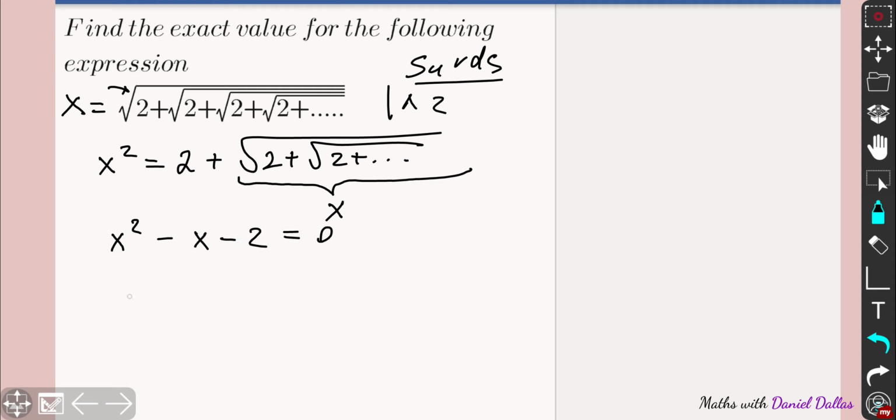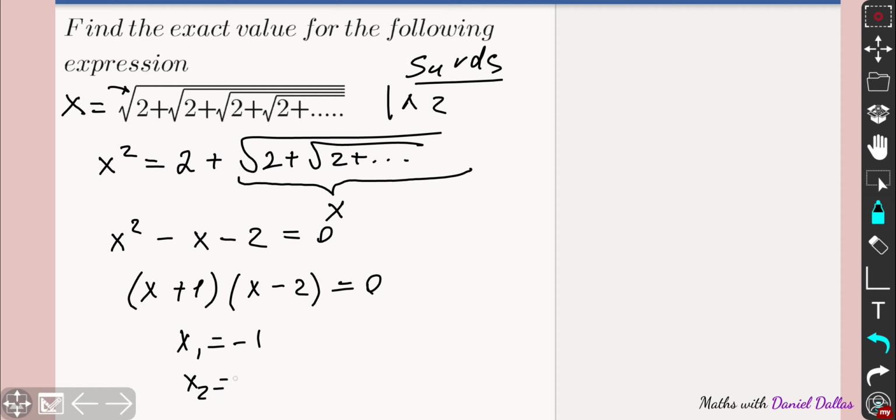If you want to solve that, you can factorize in this way: x minus 1 and x plus 1 and x minus 2, or you can use the quadratic formula to figure it out. So we've got the x1 value, which is -1, and the x2 value, the second value, is 2.